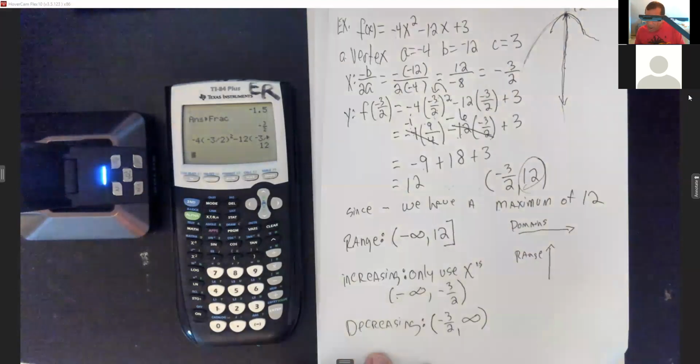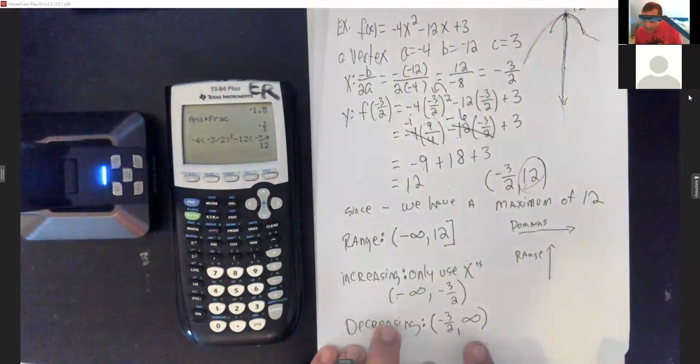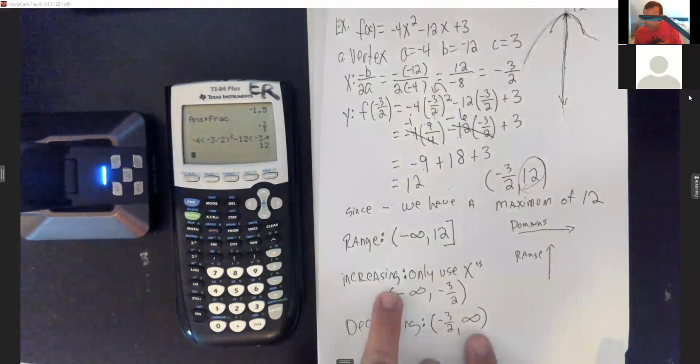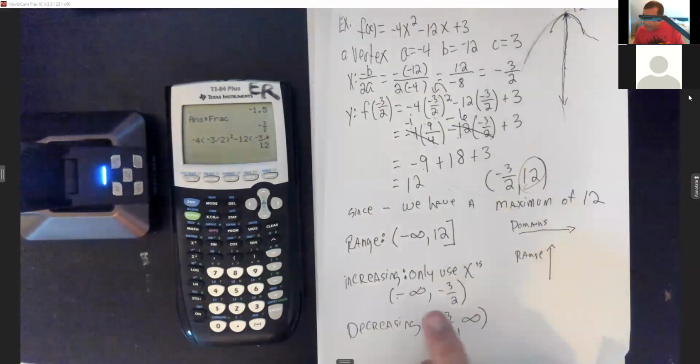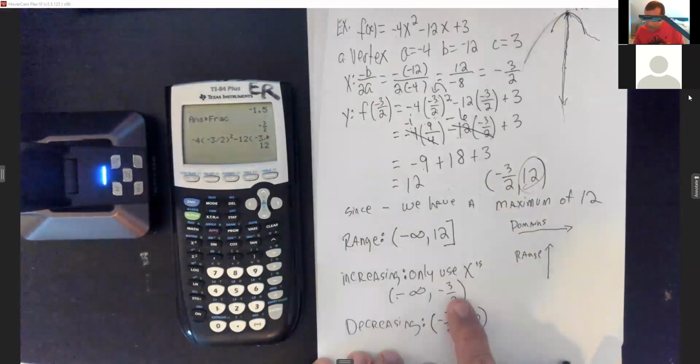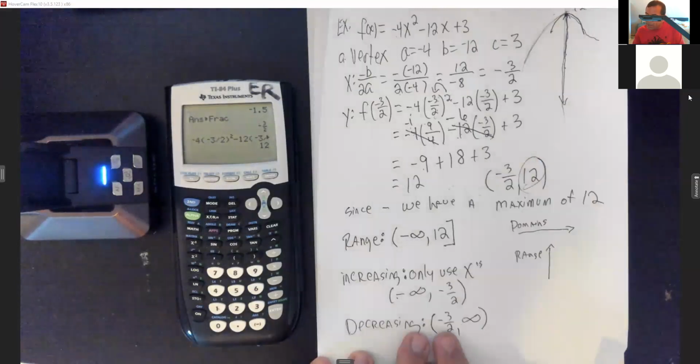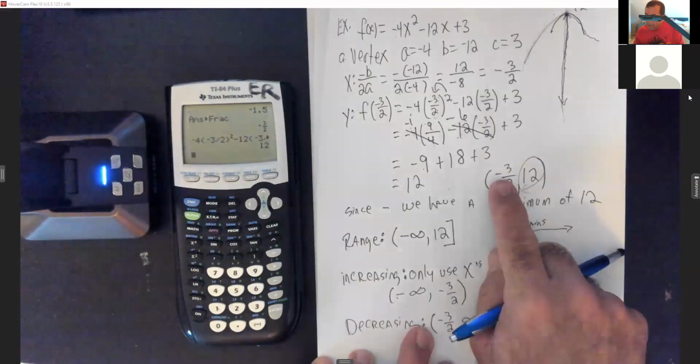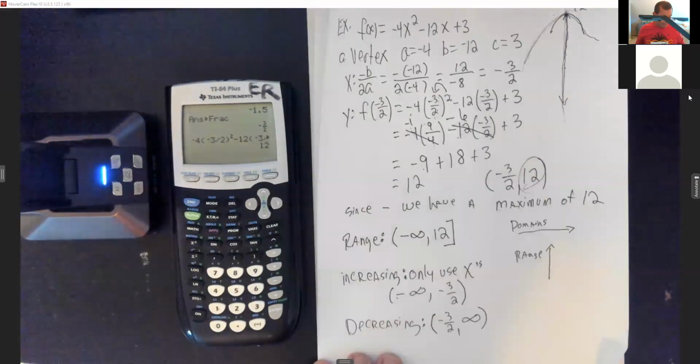So notice my whole graph goes from negative infinity to infinity. The increasing stopped at the x value of negative 3/2, which is my vertex, and it decreased from that negative 3/2 to a positive infinity.